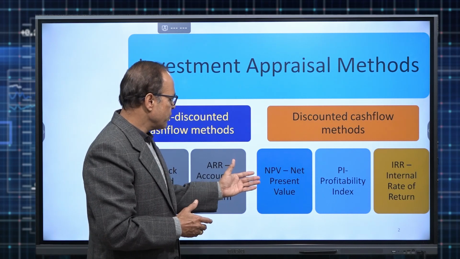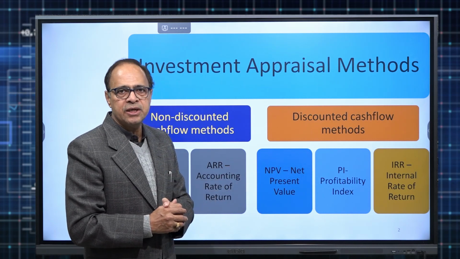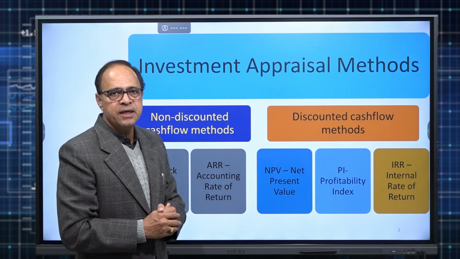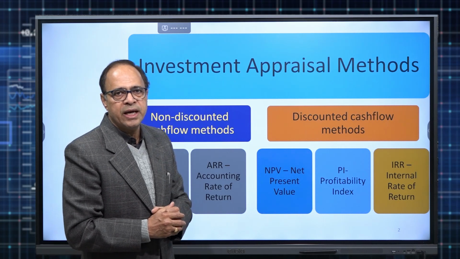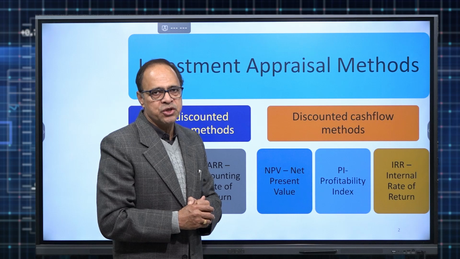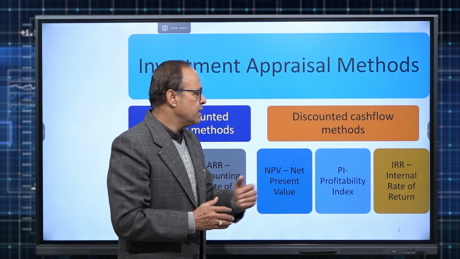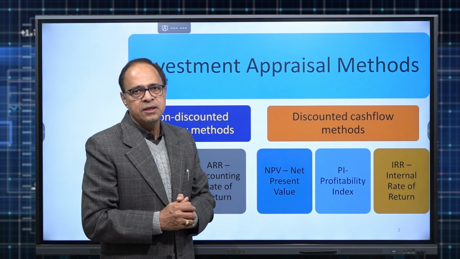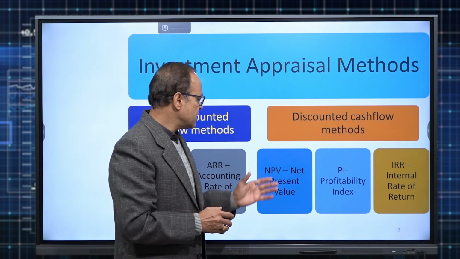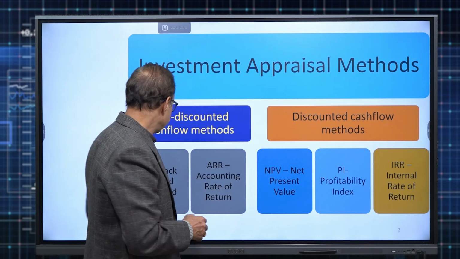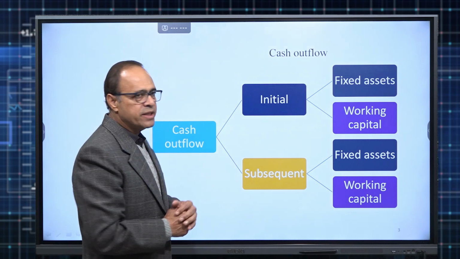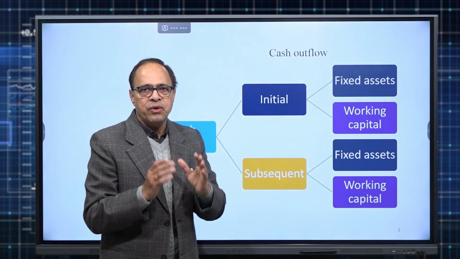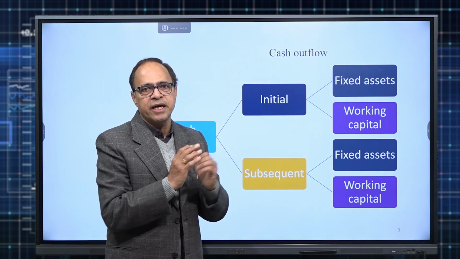What are these three? NPV, that is net present value method, profitability index method, also known as benefit cost ratio method, and lastly internal rate of return, that is IRR method. Now let us practice the first method, NPV method. Before that, let me give you the steps for calculating NPV.